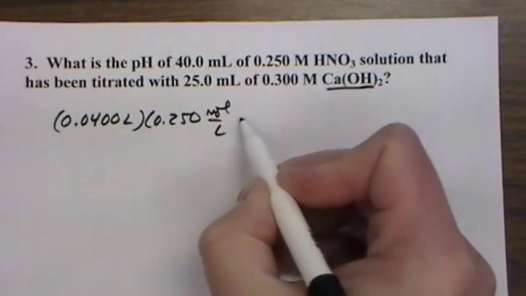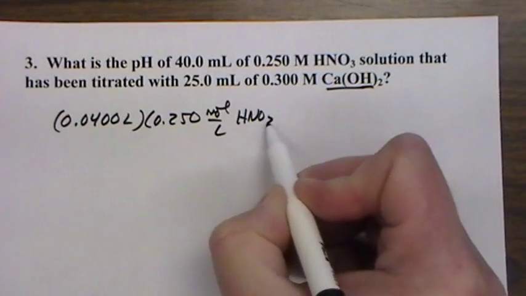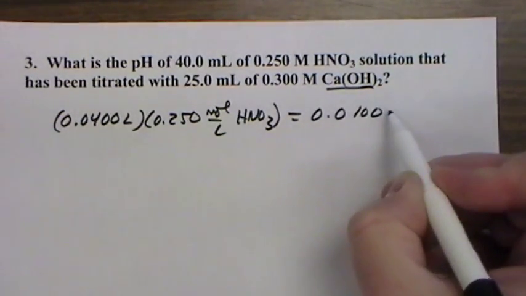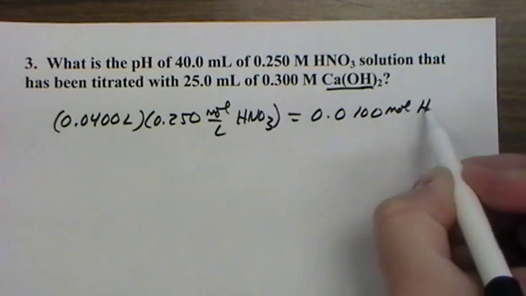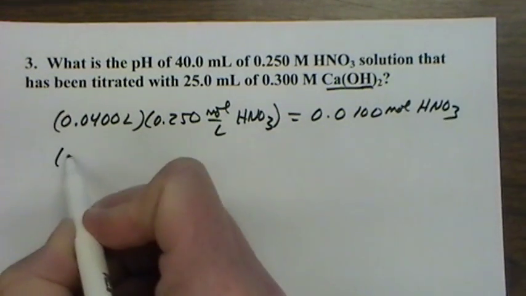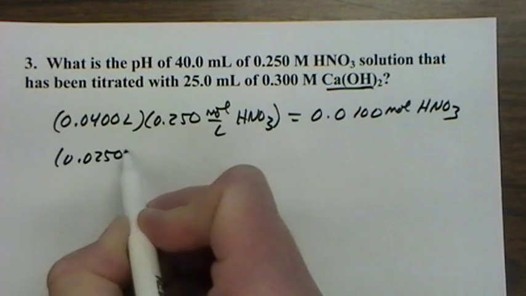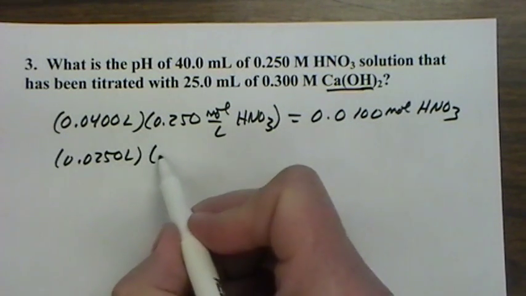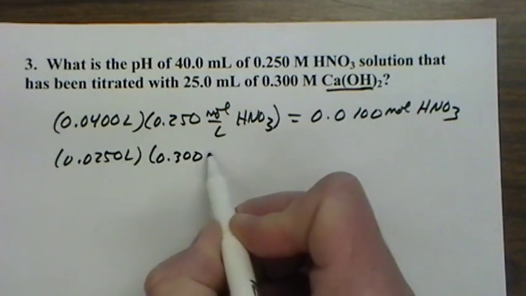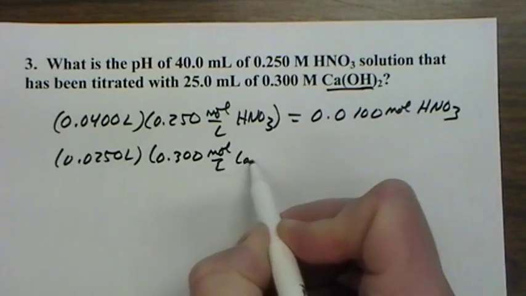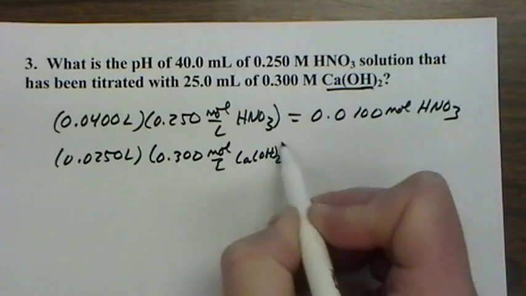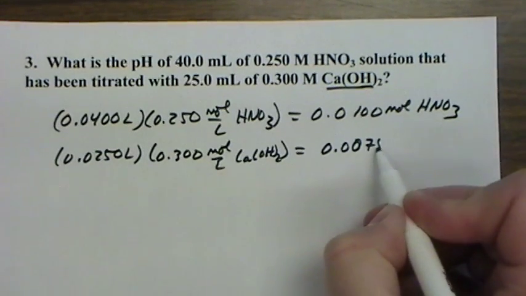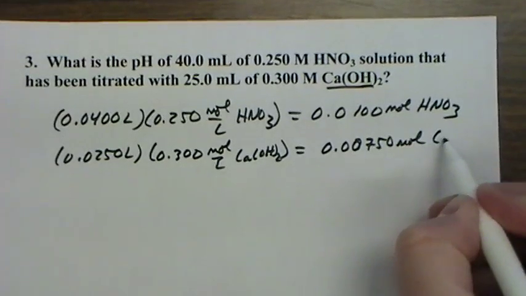Let's convert to moles. This comes up to be 0.0100 moles of HNO3, and then it's 0.025 liters of calcium hydroxide. Gives us 0.0075 moles of calcium hydroxide.